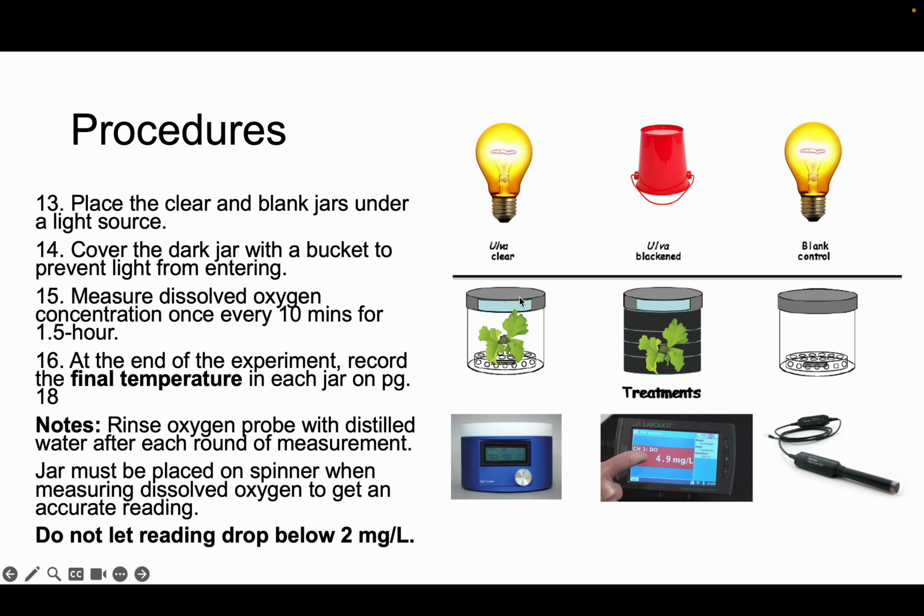You need to put the clear jar on the centrifuge when you're getting the reading. When you're done, remove the clear jar. Then put the dark jar on the centrifuge, get the reading, take the dark jar off, put the blank jar on, get the reading, and then remove the blank jar. Return these 3 jars back to where they need to be. So the clear jar goes back under the light, the dark jar, you may want to put a bucket over it, and then the blank jar goes back under the light as well. Set a timer for another 10 minutes and you're going to repeat this process for a 1 hour time frame.